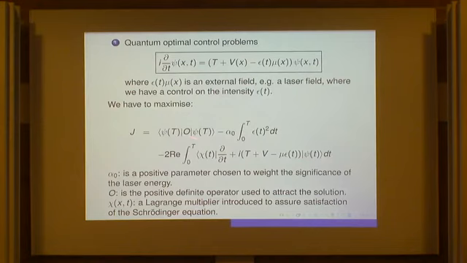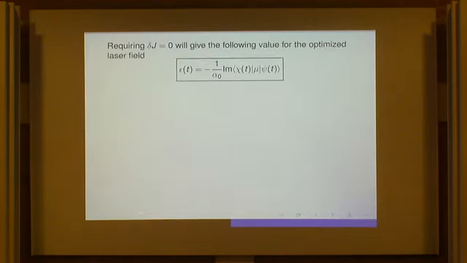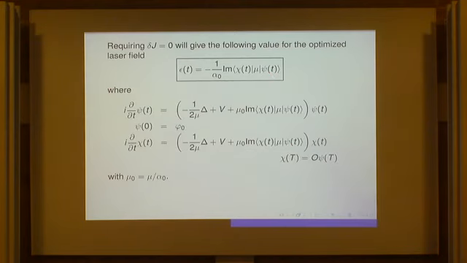So alpha naught is a positive parameter chosen to weight the significance of the laser energy. This O is the positive definite operator that is used to act on the wave function. Okay, in the theory of optimal control problems, suppose that in this case we want to maximize this. So when this derivative is 0, the maximum occurs when the intensity of the laser takes this value. But this value depends on these two guys, and these two guys are the solution of this problem. So we need to solve this problem in order to find the intensity of the laser that is optimal for this problem. But what is the problem with this?